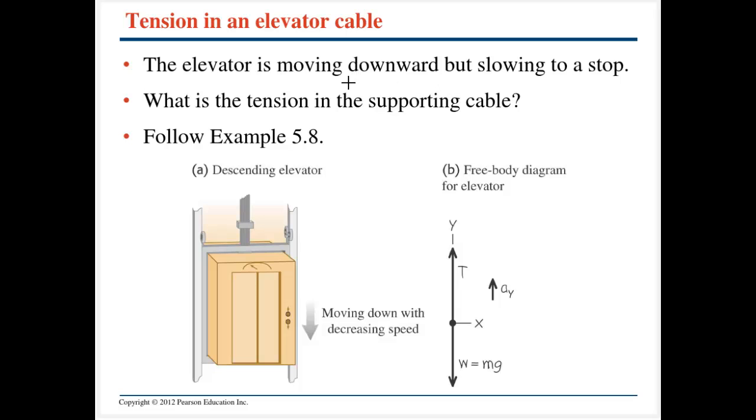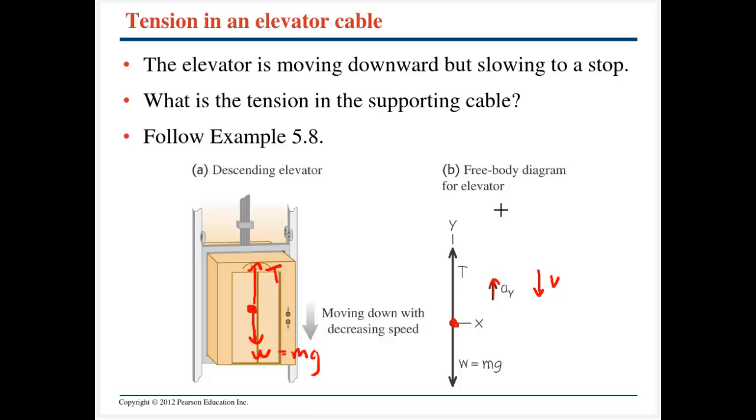If we consider an elevator that is moving downward but slowing to a stop, we say, all right, here's my elevator. It's got its weight in the downward direction. That's the mass times gravity as well. And then it has the tension force going upwards, and it is slowing to a stop, moving downwards, so it's got some velocity in that direction. The acceleration must be in the positive direction.